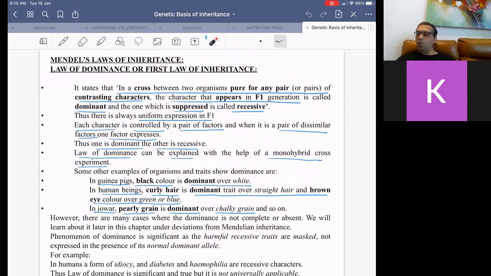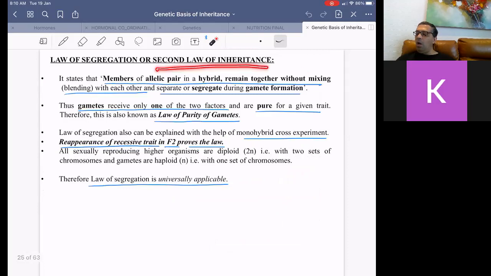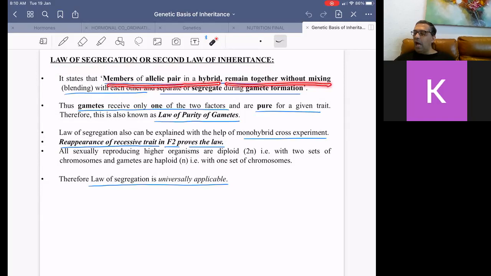तो ये मेंडल का फर्स्ट लॉ था. Second law is the law of segregation and purity of gametes. ये अच्छा लॉ है, ध्यान से सुनना. Members of an allelic pair in a hybrid remain together without mixing with each other and separate or segregate during gamete formation. And each gamete receives only one of the two factors which is pure for a given trait, which is known as law of purity of gametes.